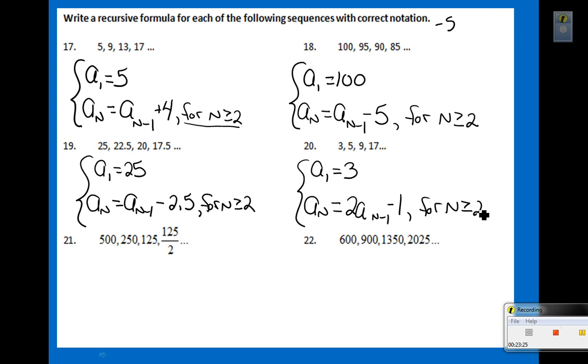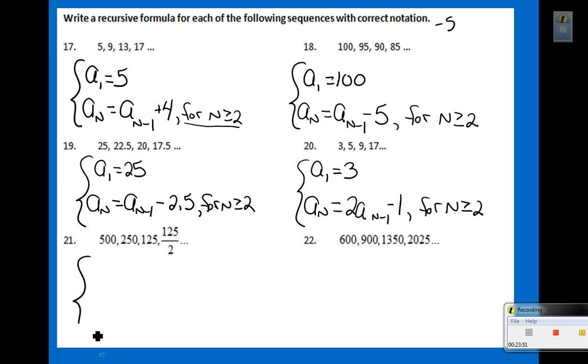And I got 2 more before I change gears a little bit, just kind of tie some things together. Look at number 21. See what you think that's going to do. 500, 250, 125, half of 125. So it looks like I'm multiplying everything by a half, or dividing by 2.